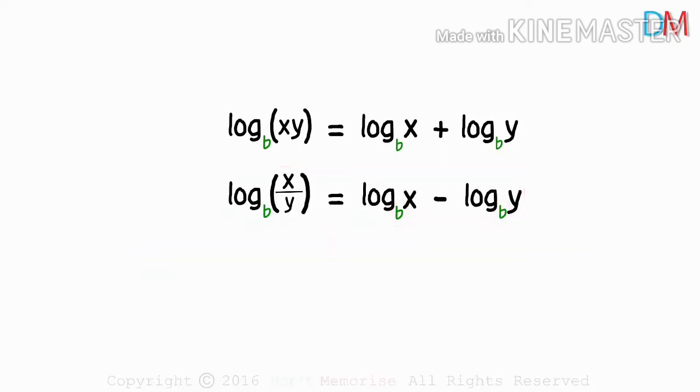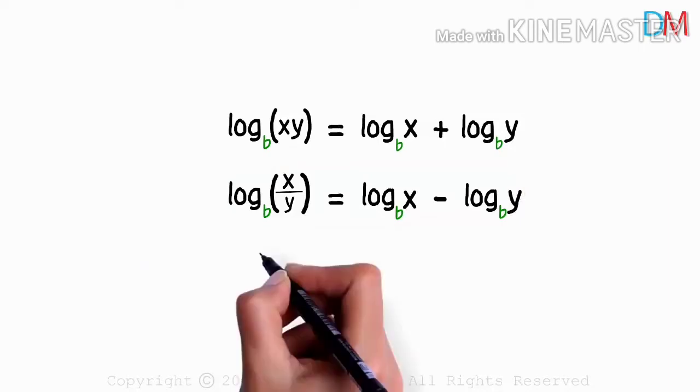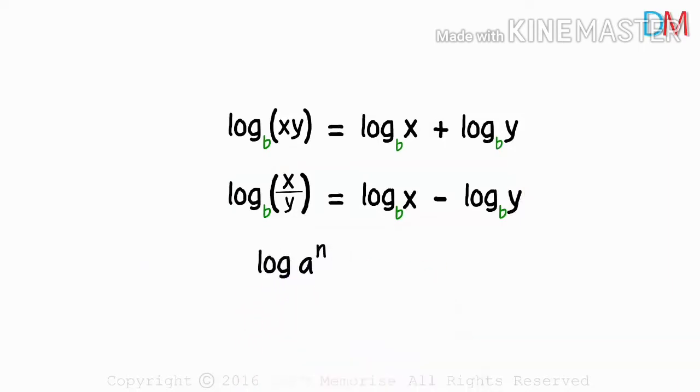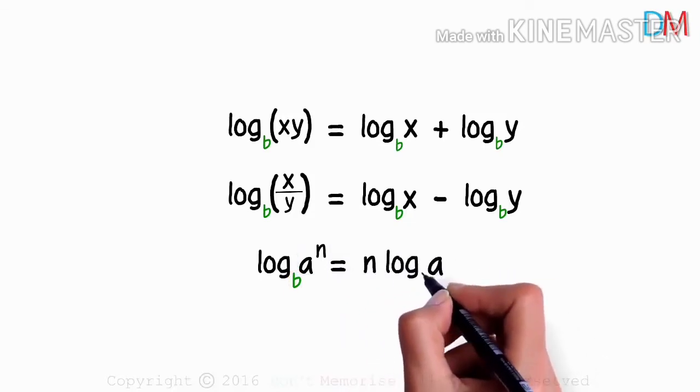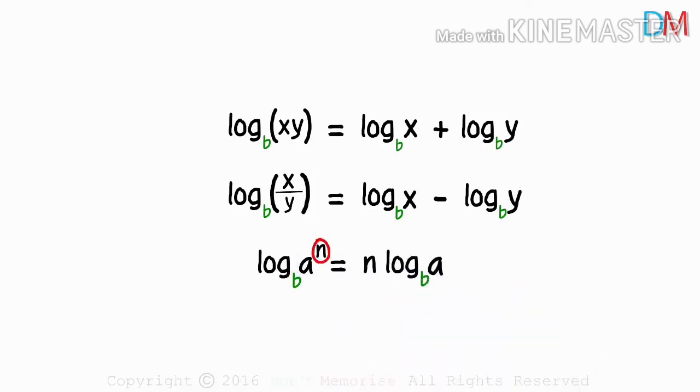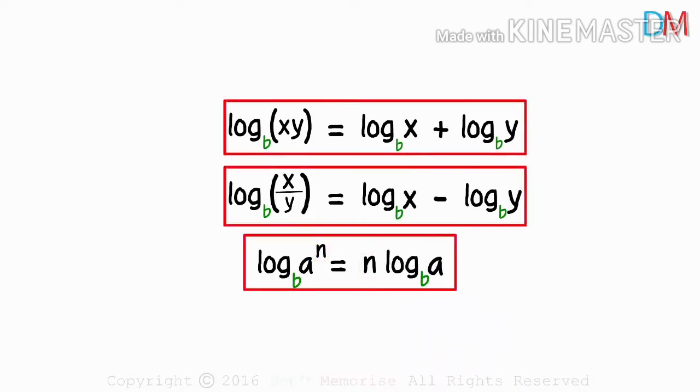The third rule is quite interesting. It tells us about the log of a raised to n to the base b. Here the base is b and the argument is a raised to n. It equals n times log of a to the base b. The power of the argument is written here. So these are the three most important rules in logarithms.